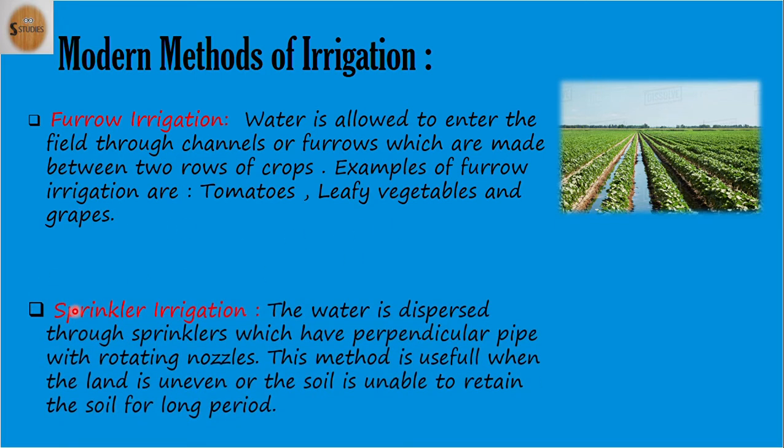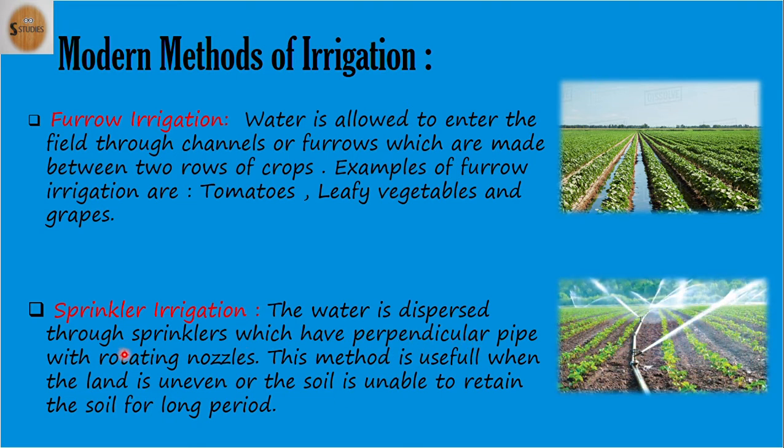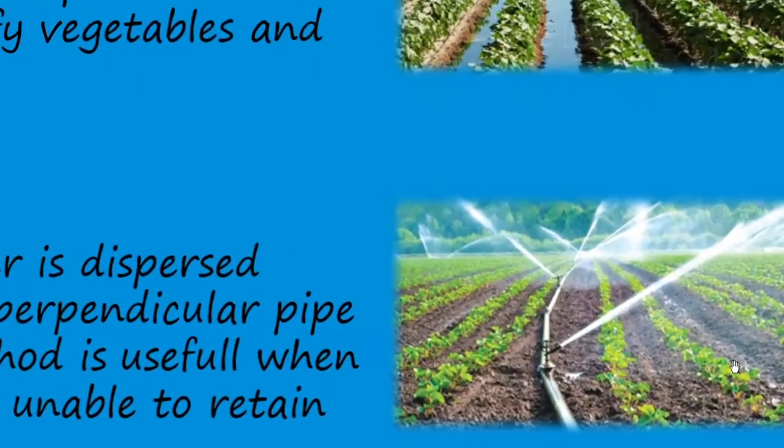Next, sprinkler irrigation. The water is dispersed through sprinklers, which have perpendicular pipes with rotating nozzles. This method is useful when the land is uneven or the soil is unable to retain water for a long period. So sprinkler irrigation is this.